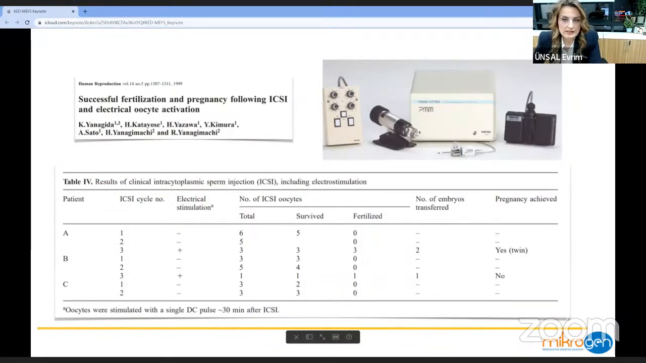Electrical stimulation has been around for more than 20 years. Yanagida and his colleagues were the first to use electrical stimulation for human oocyte activation in 1999. In this study, they placed oocytes between 2 parallel electrodes in an electric chamber 30 minutes after the ICSI procedure. They obtained a live twin birth in one of these 3 cases.